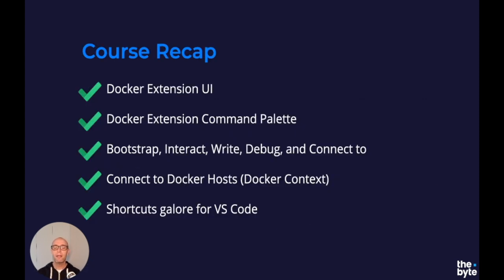Course recap. We did a lot, right? We came a long way. We took a look at the Docker extension UI. We played around with it. We installed it. We understand how the command palette works. We bootstrapped a Docker project for a Python application. We interacted with it, we wrote a Dockerfile, we debugged, we connected to Docker hosts, and we learned a bunch of new shortcuts within Visual Studio Code. And now you are a power user. Congratulations.